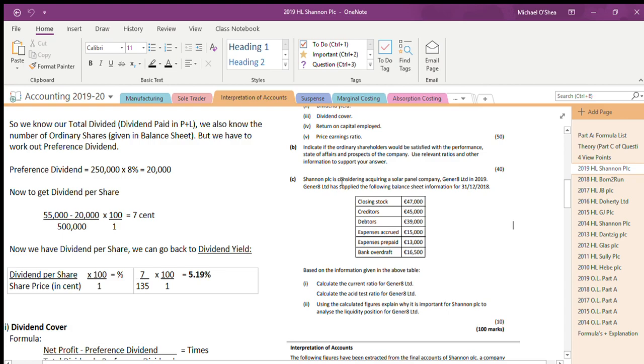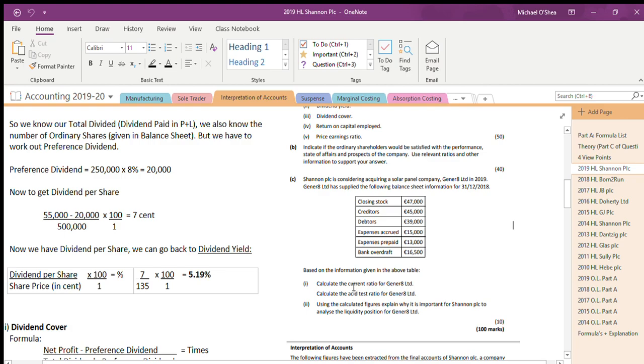Here, we're given information where a company is acquiring a solar panel company. Based on the information, calculate the current ratio and the asset test ratio. These two are part of the liquidity section. The second part is, using the calculated figures, explain why it's important for Shannon PLC to analyse the liquidity position. Not much work will be needed beyond what you've previously done, because you'd already have experience of calculating the asset test ratio.